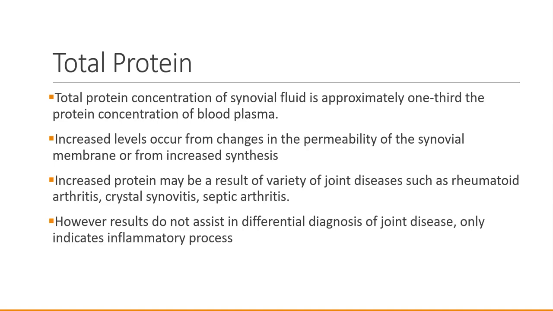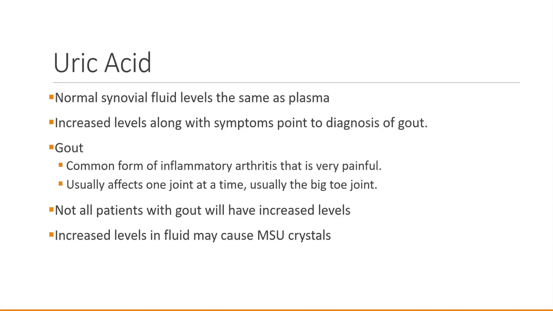So as I've said before, these results are used in conjunction with other results to give the big picture and come to a conclusion as to the cause of the joint disease. Normal synovial fluid levels of uric acid will be the same as plasma. So normally plasma is used to monitor patients with high levels of uric acid. Increased levels along with symptoms point to a diagnosis of gout.